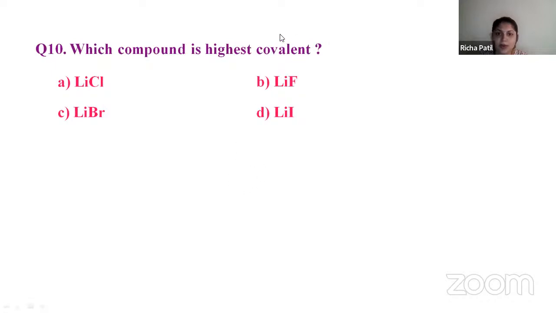Which is the compound which is highest covalent? The answer is D. What is the reason? Since iodine is least electronegative, this lithium iodide will have the least electronegativity difference. So that is the reason it is covalent.